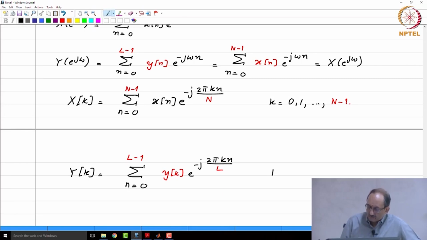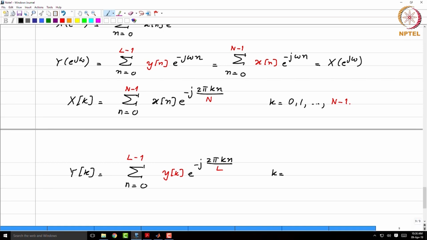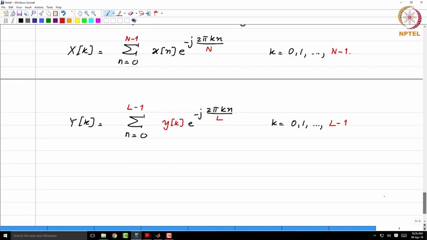And if you have an N point sequence, you get an N point transform. If you have an L point sequence, you will get an L point transform. So you will have L DFT coefficients. Therefore k itself has to go from 0, 1 up to L minus 1. So this is nothing but n going from 0 to N minus 1, and y of k is the same as, rather this should be y of n.